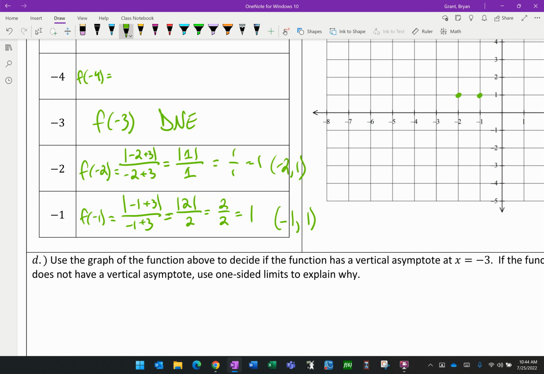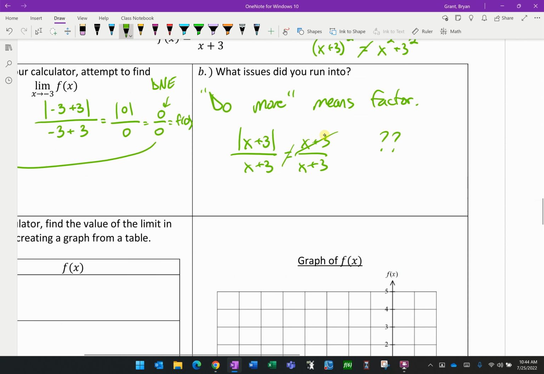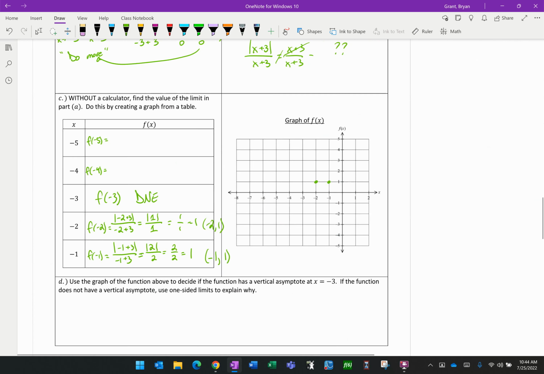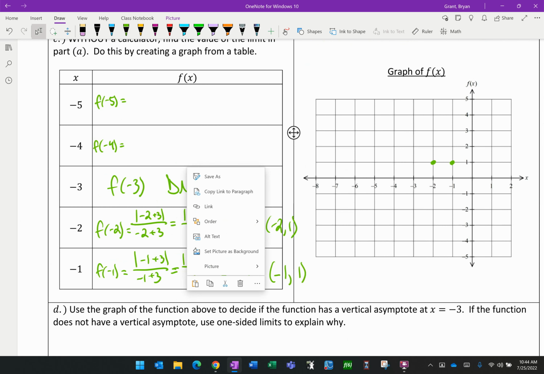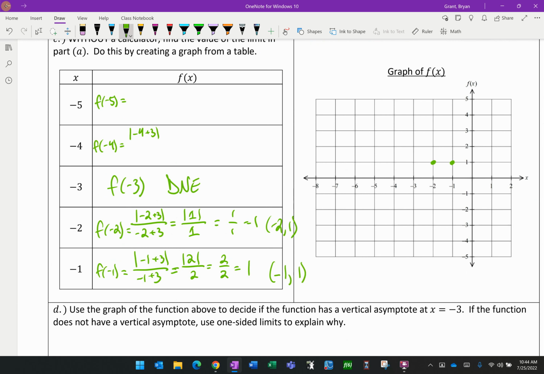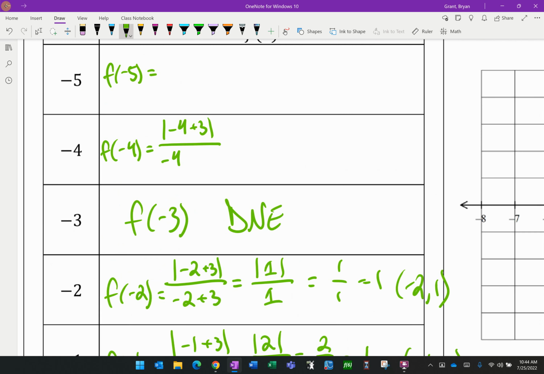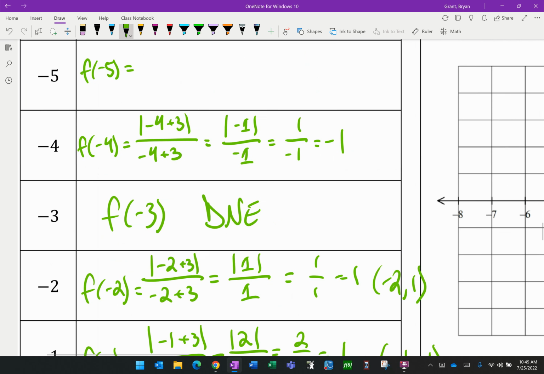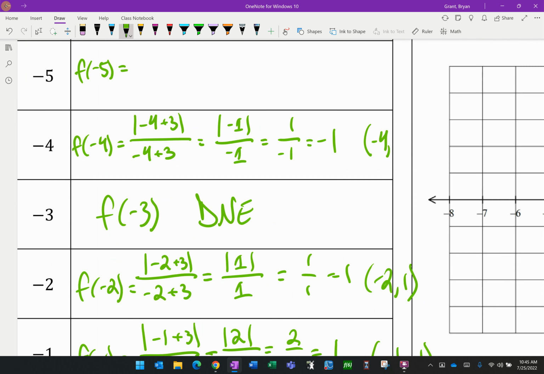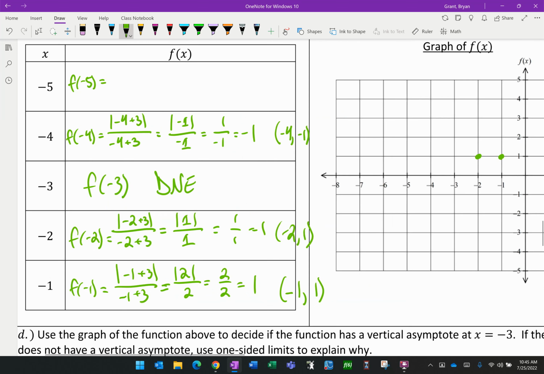Now you might be thinking at this point, wait, you told us we couldn't reduce this into 1 before, but we're getting 1 every time. Why couldn't we do that? Well, let's try f of -4 and see what happens here. -4 plus 3 divided by -4 plus 3. This becomes the absolute value of -1 over -1. It becomes +1 over -1, which is -1. We got a different answer here. Okay? And so this gives us an input of -4 and an output of -1. -4, -1.